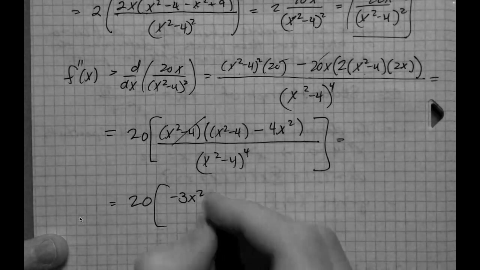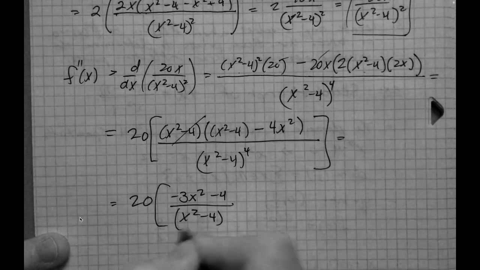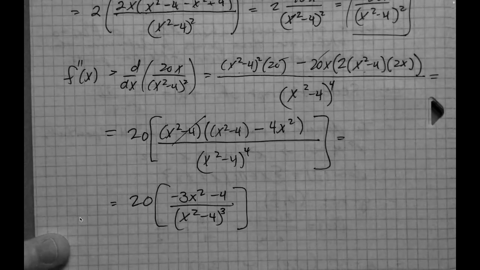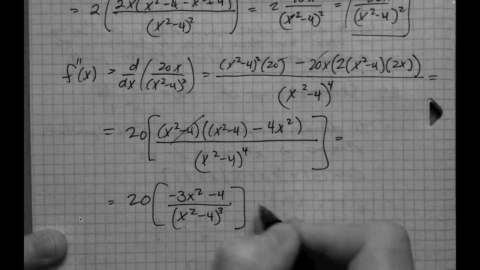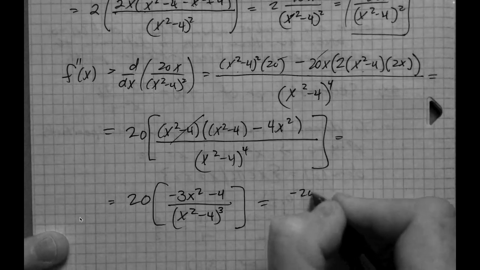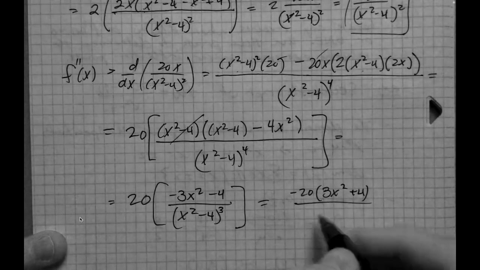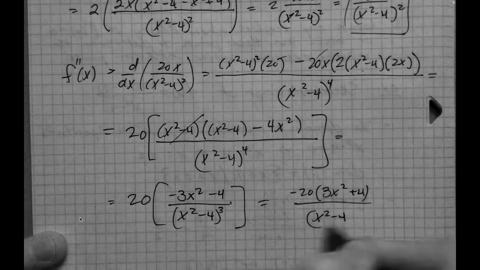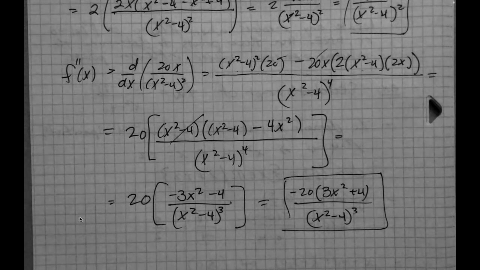And then minus 4, all of that over x squared minus 4 to the 3rd power. Like so. And I think we can, yeah, let's clean this up a little bit better. Let's just write it like this: negative 20 times 3x squared plus 4 over x squared minus 4 cubed. Okay, so there's a good second derivative.